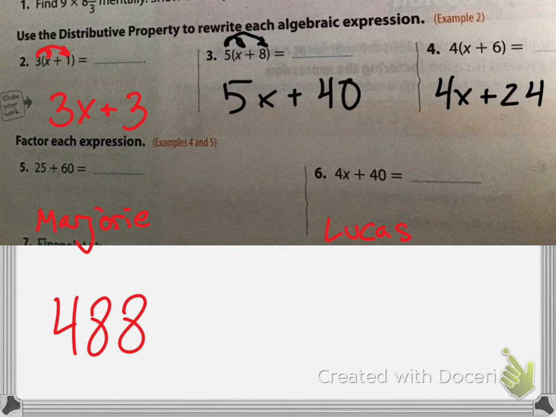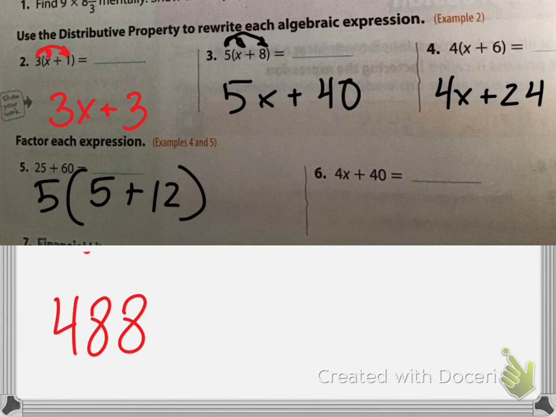Marjorie, let's factor these ones. 25 and 60, what's the biggest they have in common? They have 5 in common. Perfect. They have 5 in common, so I pull out that 5 and I make my parentheses. What'd you get inside your parentheses? So then I got 5. And then I put the plus sign, then I got a 12. Perfect. She's correct.